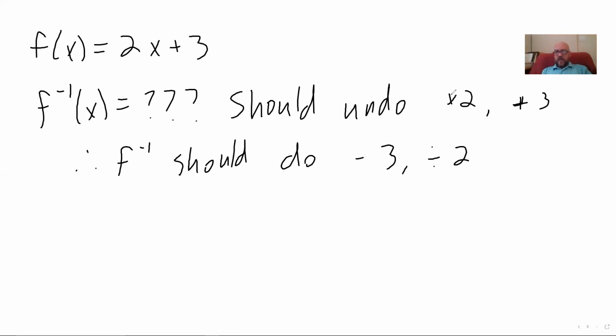Right? So if f does times 2 plus 3, like putting on the socks and then the shoes, I need to take off the shoes and then the socks. And so I can actually write down what that is. If I should do minus 3 first, it's going to take in whatever goes into it, subtract 3, and then take the result of that and divide it by 2. And that's f inverse.